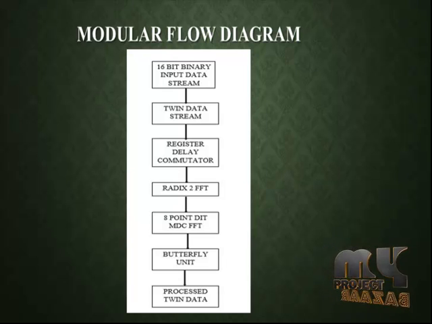Then the bit reversing unit. In the bit reversing unit, the register delay commutator register values are bit reversed in the bit reversing or register array indexing delay commutator. Then the processed value is finally sent to the butterfly unit. In the butterfly unit, the data are arranged to their natural orders and they are sent as the processed output.